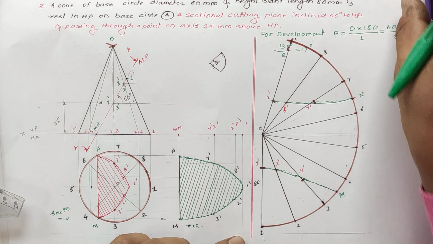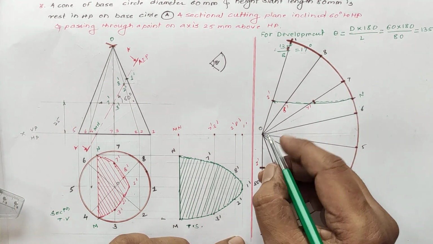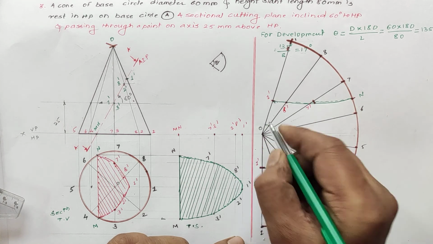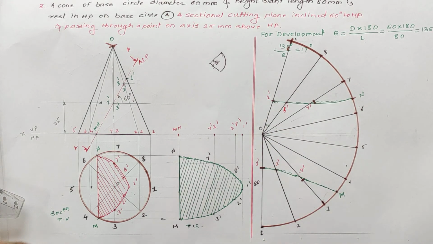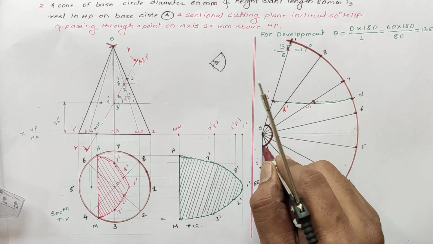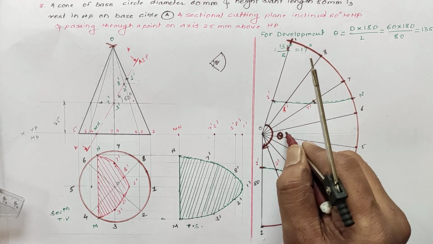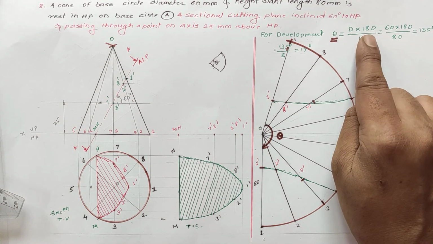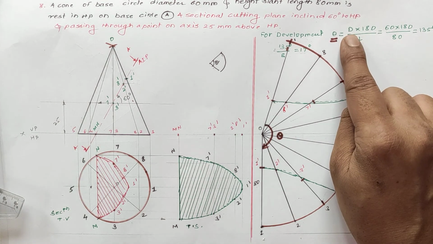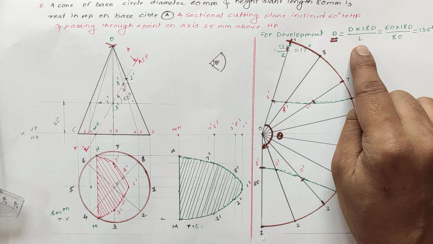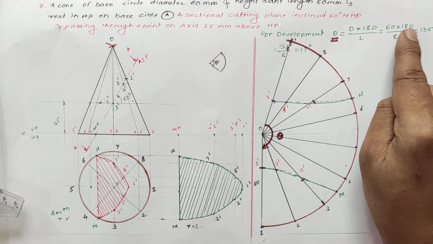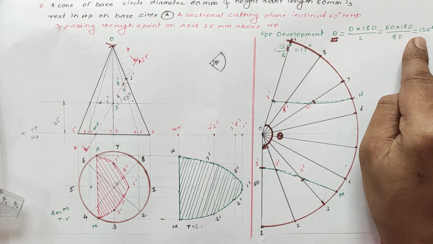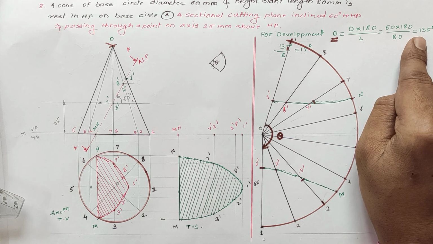For cone, every time we require to calculate the angle theta. So this is the angle, this is the angle, it is nothing but the theta angle. So for calculation of theta angle, that is D into 180 divided by L. D is nothing but the diameter of the base circle. L is nothing but the slant length. 60 into 180 divided by 80. We get the theta angle, that is 135 degree.